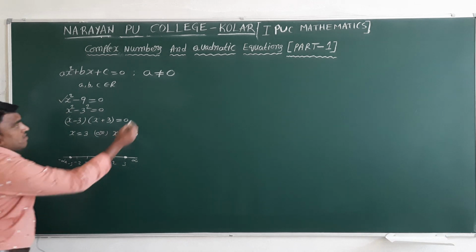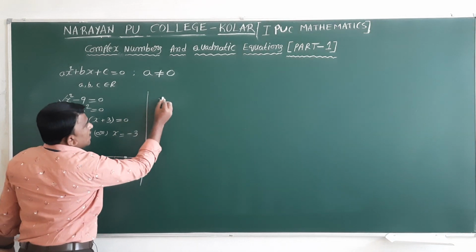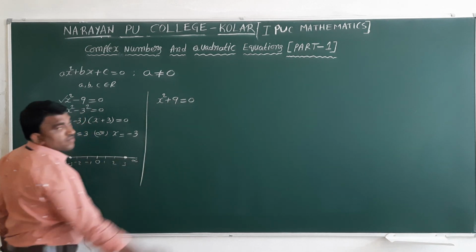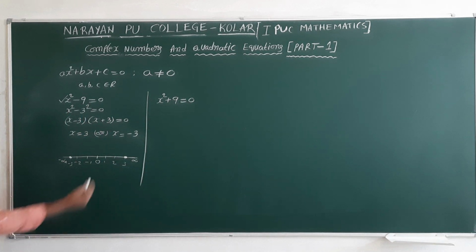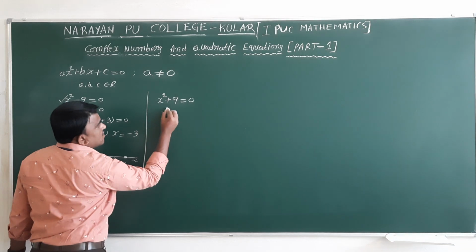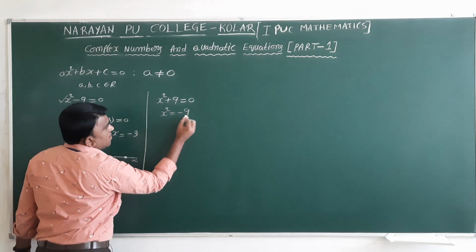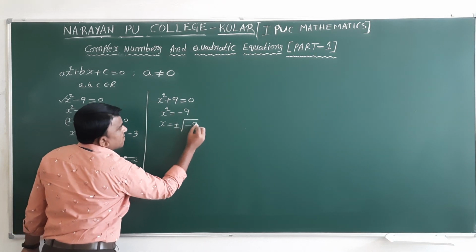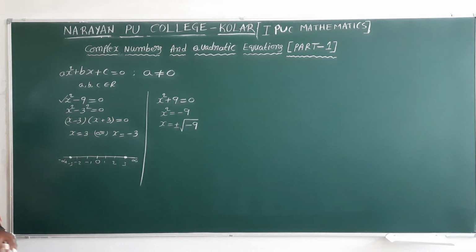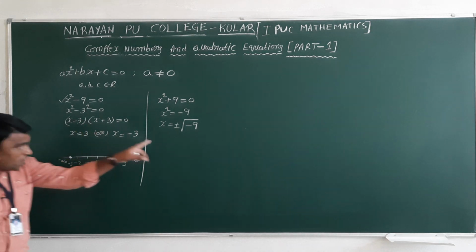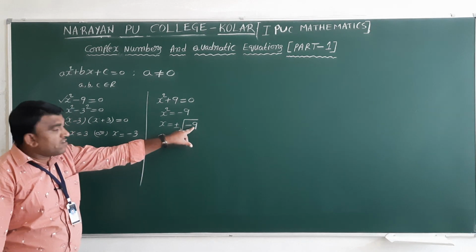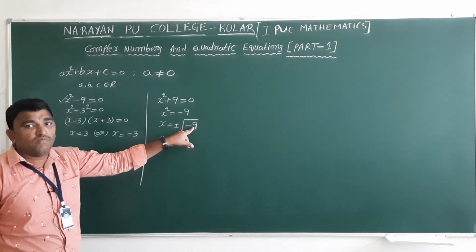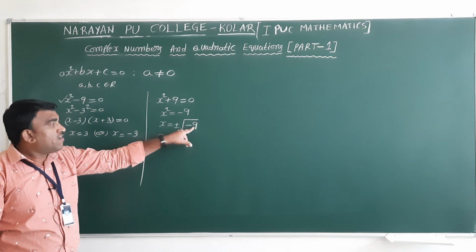For example, in the same manner, take x square plus 9 equal to 0. The solution of this one is x square equal to minus 9, x equal to plus or minus root of minus 9. Till now, we know that the root of any value is always a positive number, positive or negative.